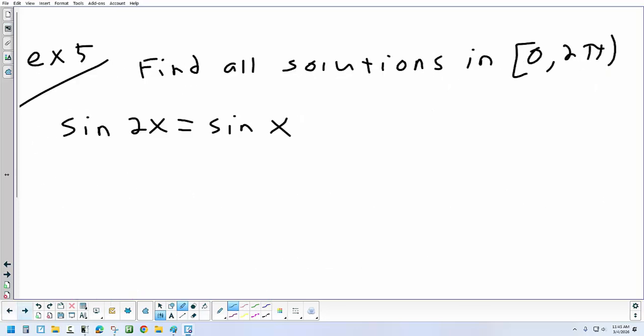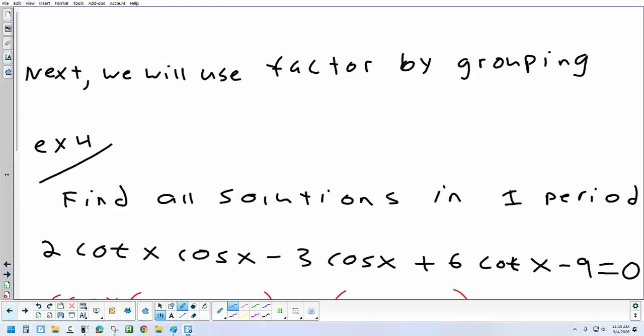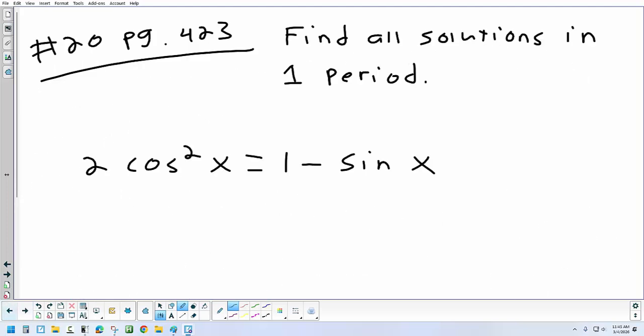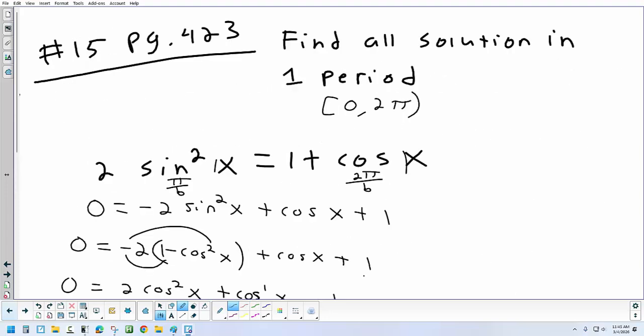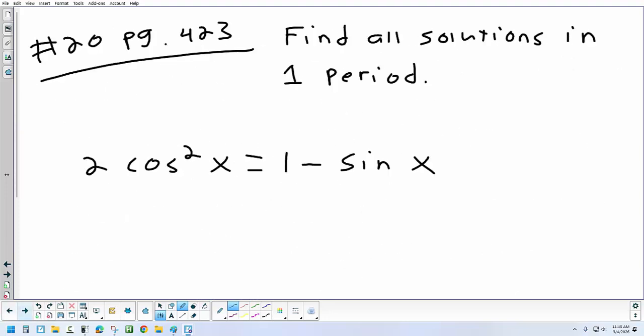That's a good one. What's different about this one? This is different than any problem we've done so far today. Yeah, the argument is 2x instead of x. Every problem we've done, the argument has always been an x. Now we've got a 2x.